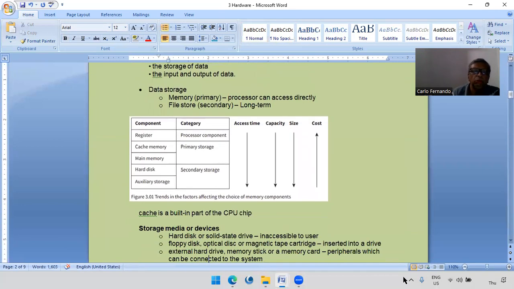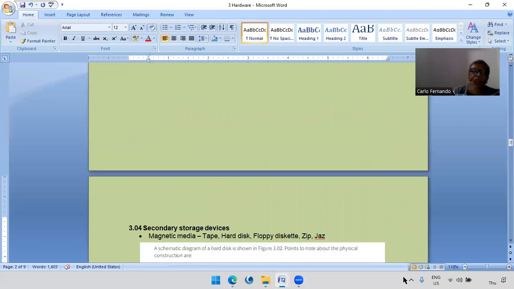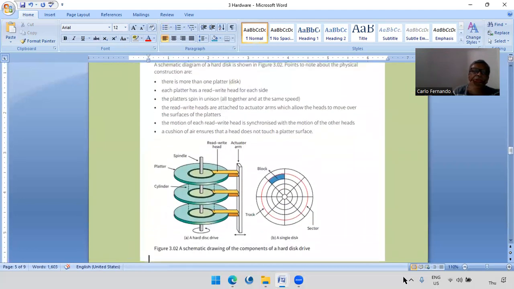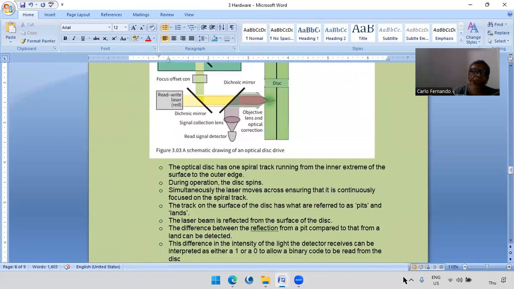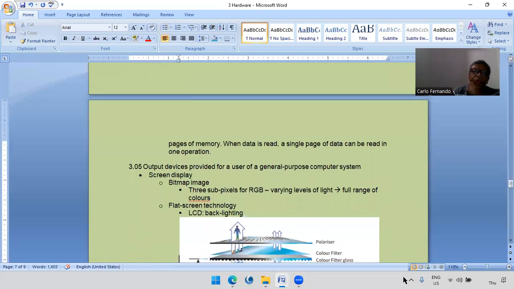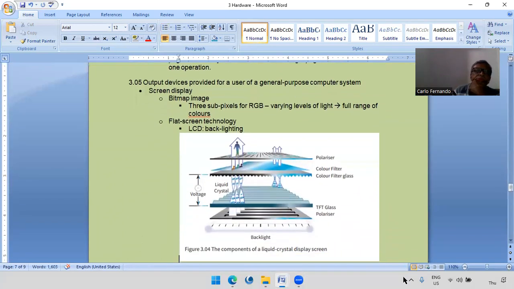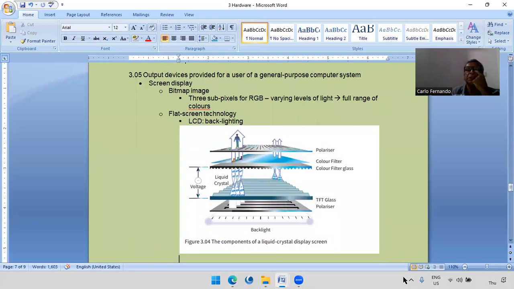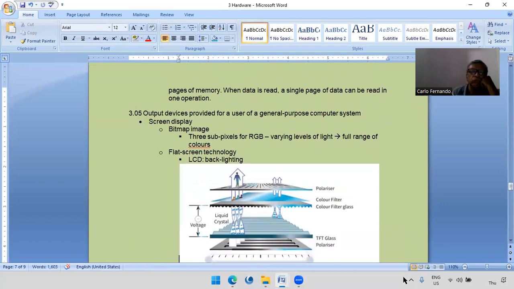And the input and output of data. We have done the storage, and now we are coming into output devices. That is another section, which we will see in the next video.